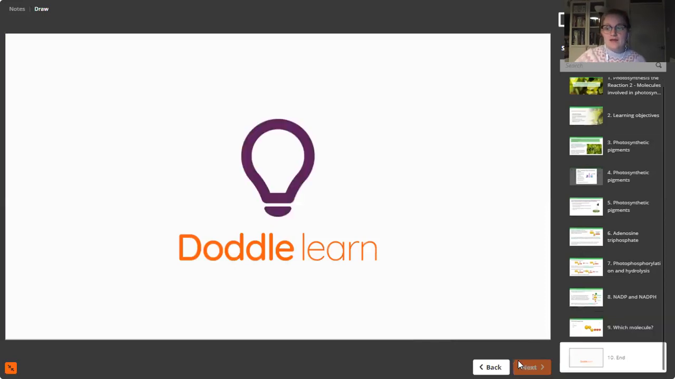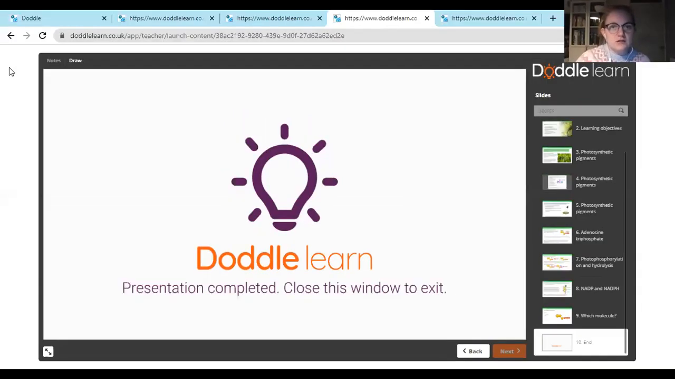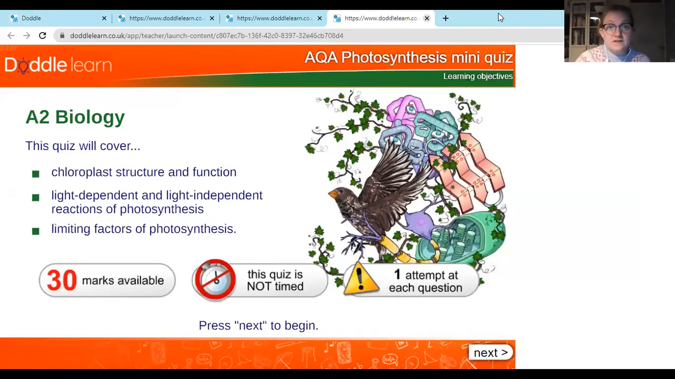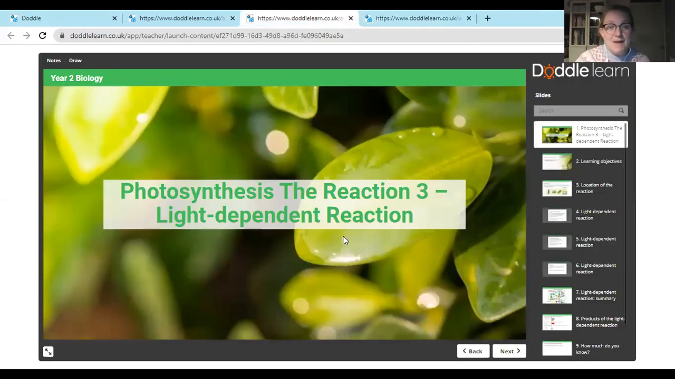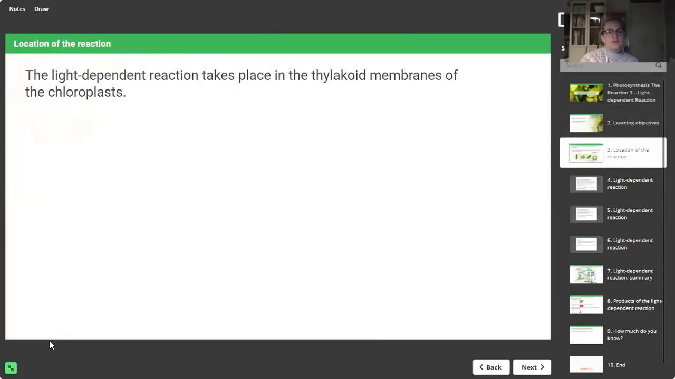So let's have a deep look into the first stage of photosynthesis, the light dependent reaction part. We're going to look at what actually happens during this light dependent reaction. If we think back to the chloroplast, all of photosynthesis occurs inside the chloroplast. The light dependent reaction takes place in the thylakoid membranes of the chloroplast.